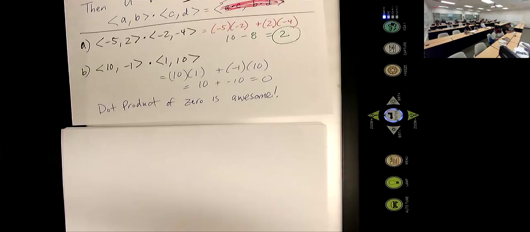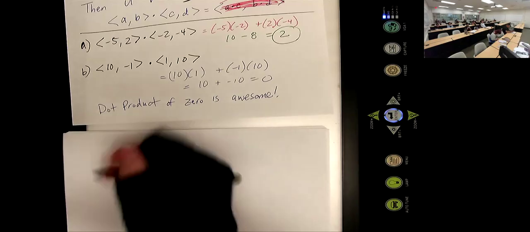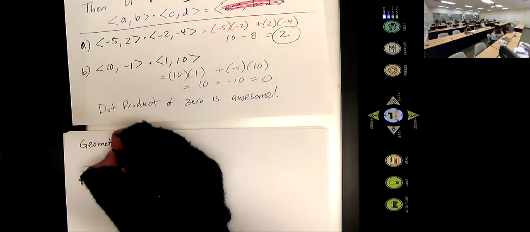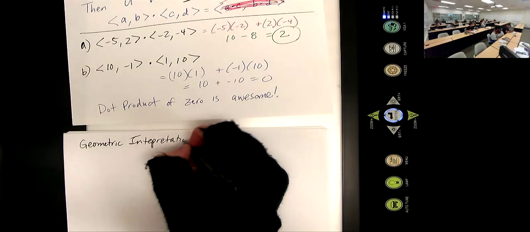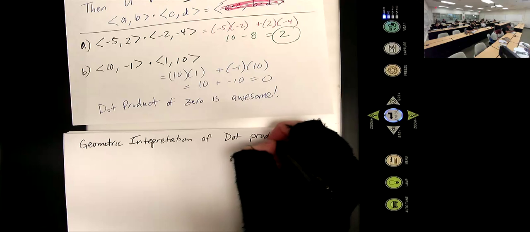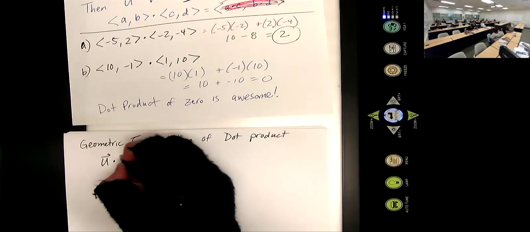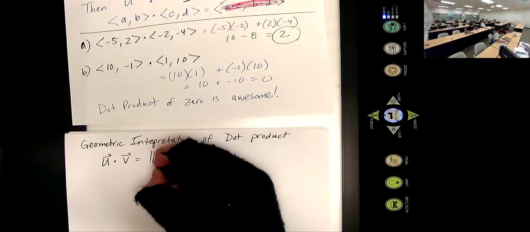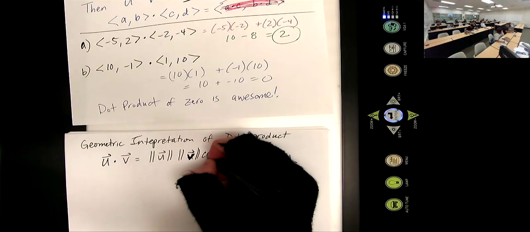There is a geometric interpretation of the dot product. How does it apply to our angles we've been doing? U dotted with V is the same thing as the magnitude of U times the magnitude of V times the cosine of the angle between them.